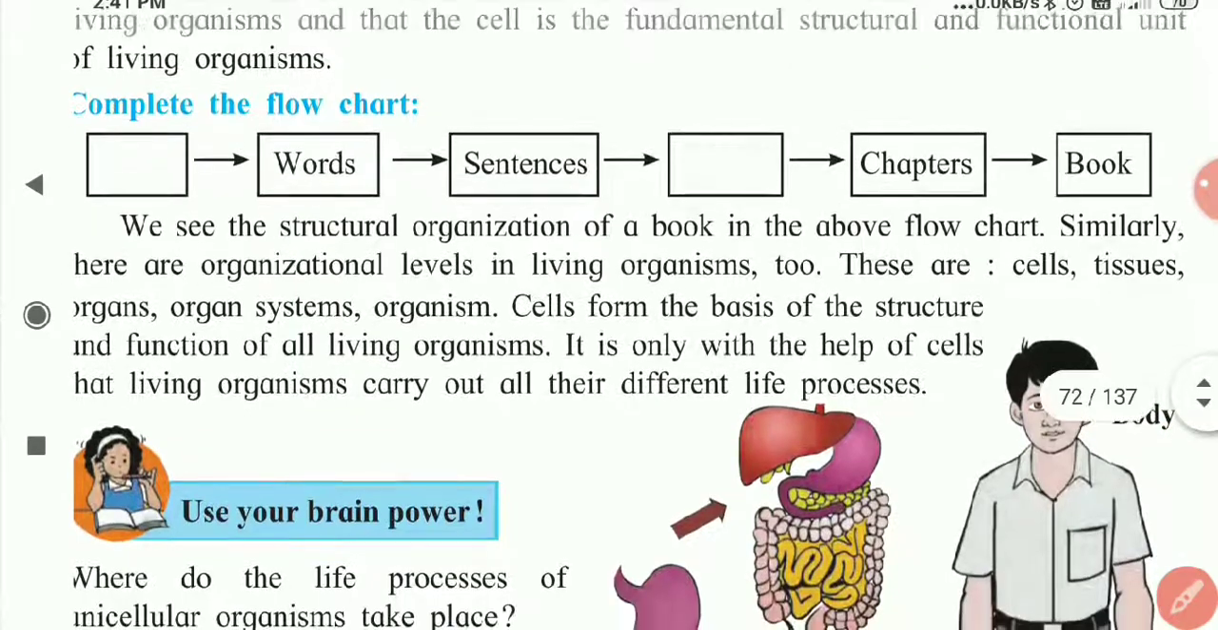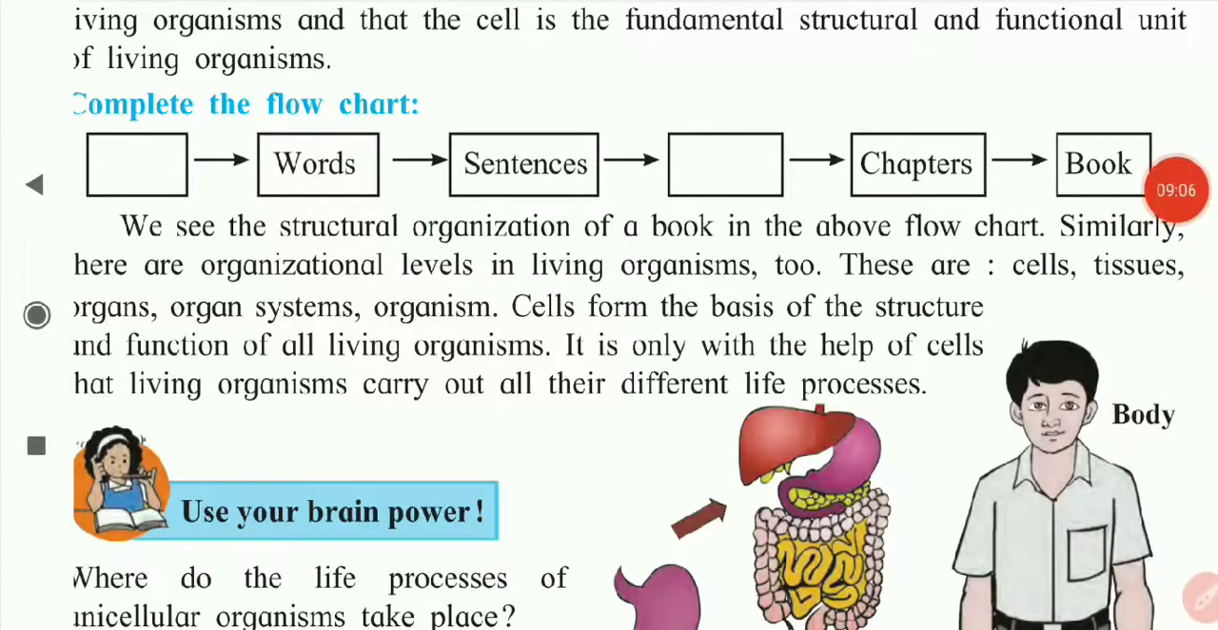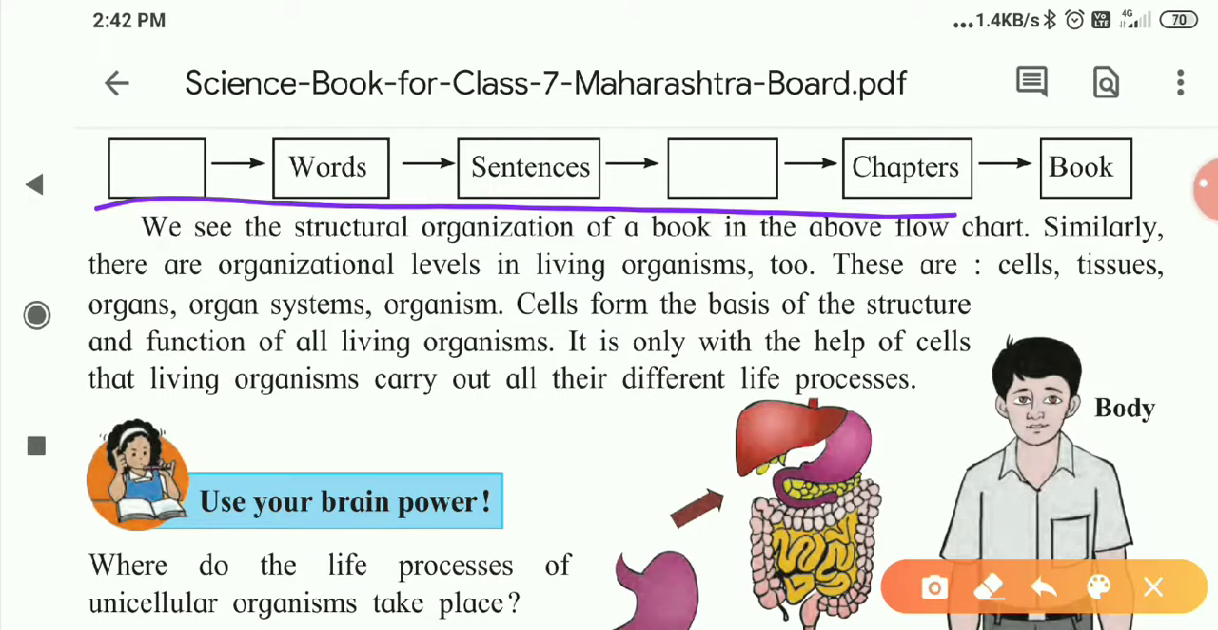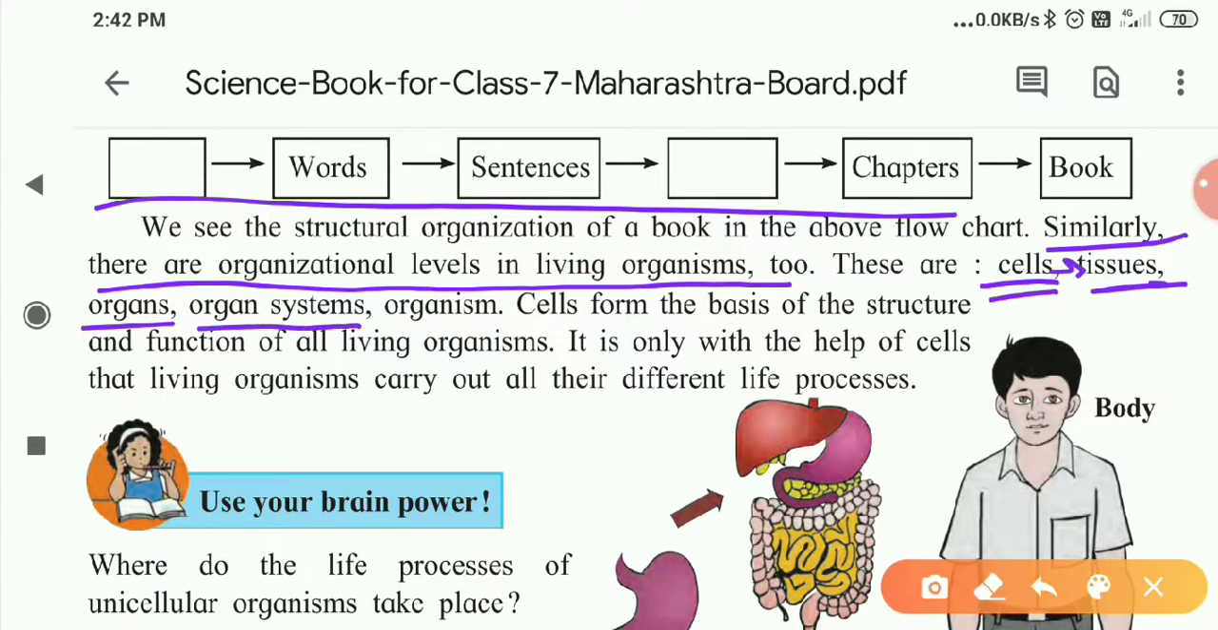Okay, now we have seen the structural organization of a book. Similarly, there are organization levels in living organisms too, that is, in our body also. The first organization level is the cell. Cells come together and form tissue. Tissues come together and form the organ. Organs come together and form the organ system, and organ systems come together and form the organism.